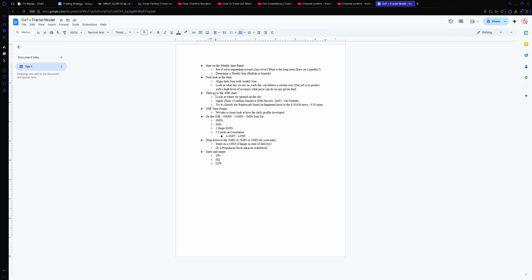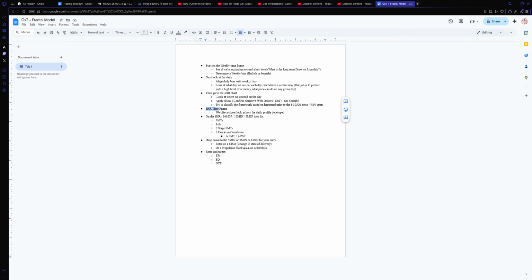So I'm just going to read this. Look at where we open on the day. Apply how I confirm narrative with drivers by GXT on YouTube, and try to classify the framework based on what happened prior to 8:30 a.m. news, if there's news, and the 9:30 open. This can oftentimes influence how you're going to trade the market based on this 9:30 open, and how you could potentially trade this news as well, or position yourself for that 9:30 open.